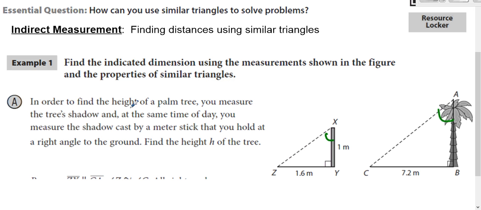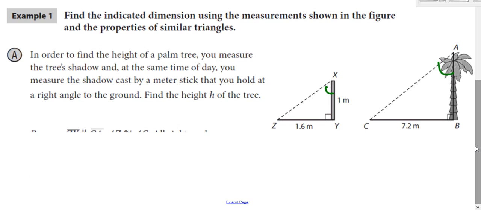So you hold your meter stick vertically. Obviously, a meter stick has got a length of 1 meter. The shadow is 1.6 meters. We can find the height of the tree if we measured out that the shadow was 7.2. We just set up the proportion, cross multiply, and solve. The triangles are similar. We just said angle-angle. So we can try to find the height of the tree.